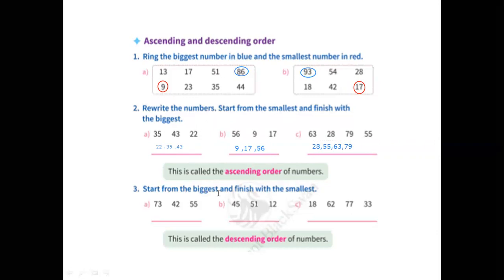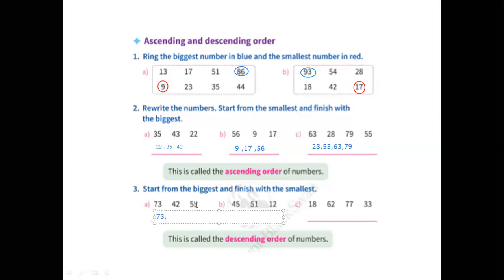Now, start from the biggest and finish with the smallest. Now we have to start the other way. We have to start from the biggest number and we should finish with the smallest number. See here, 73, 42, 55 is there. Which is the biggest number here? Yes, 73 is the biggest number.